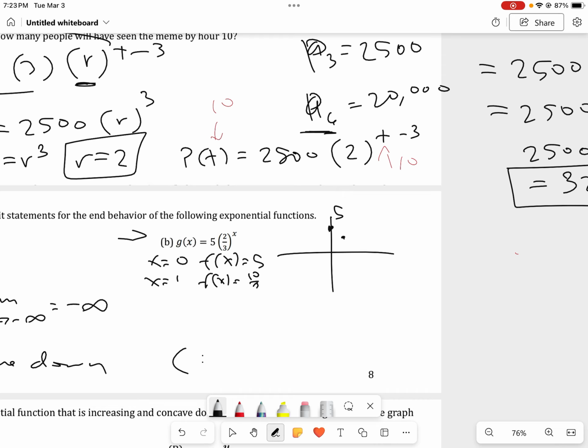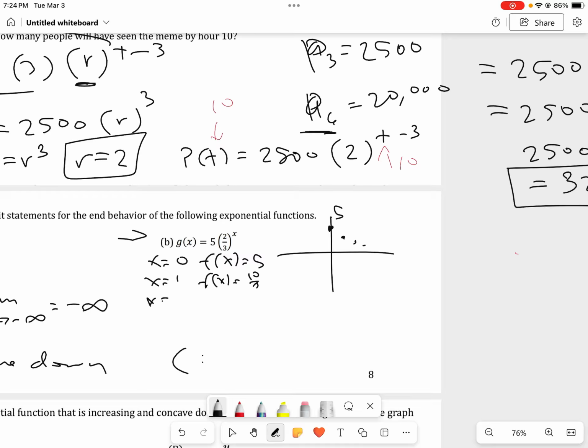And keep doing this. Let's say x is 2. It's going to be 4 over 9. So 5 times 4 is 20 divided by 9. It's going to be a little less value than that, so it's going to be a little lower than that. And then let's even do 3. So 3, it's going to be 2 over 3 cubed. That's 8 over 27. 5 times 8 is 40, so it's going to be 40 over 27. And that's 40 divided by 27, 1.4888888. Right? So it's going to be a little less than that.